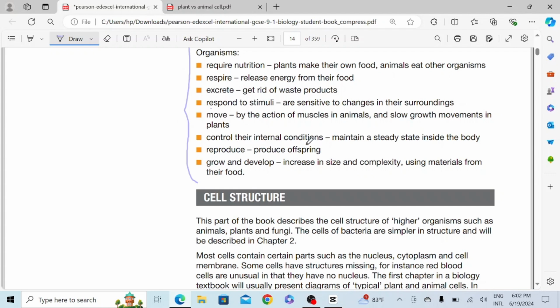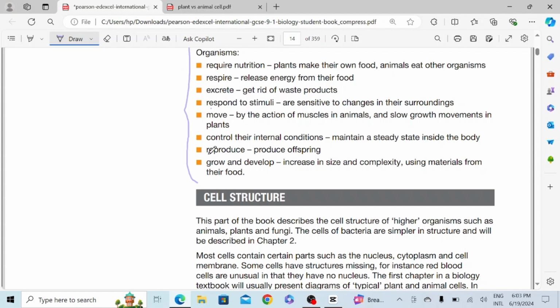So as living organisms, we move. Control their internal conditions. Obviously, we have a certain body temperature to maintain, which is generally 37 degrees Celsius, right? We also maintain a lot of other things in our body, like the pH level of our blood, or the level of oxygen or carbon dioxide, which is essential. So we are maintaining certain things in our body, and so do animals and even plants. They have to maintain the level of plant hormones.